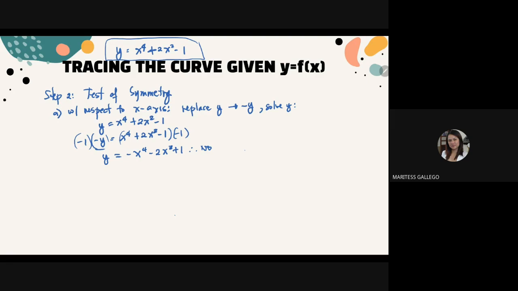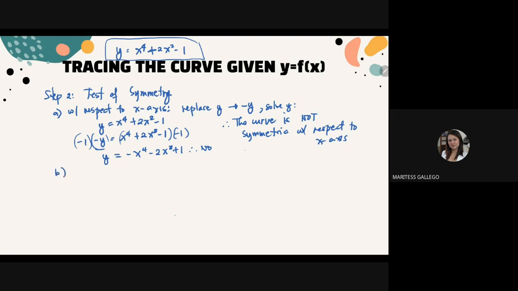So what is then your conclusion? You can say then that the curve is not symmetric with respect to x-axis. So, hindi siya symmetric. Bakit? Kasi hindi ka bumalik doon sa original function. Nagbago ngayon yung function na na-solve natin.